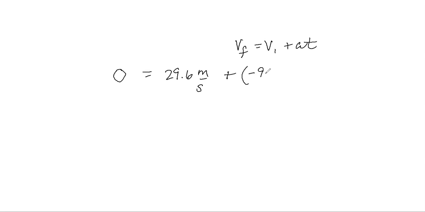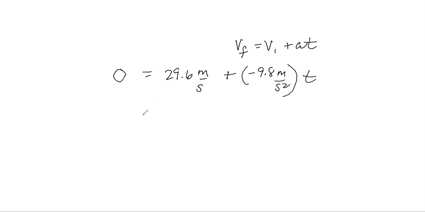All right, my next challenge is to find the time when the ball reaches its highest point. Now, to do this, I've got to consider the y component. Why do I have to do that? Because the value of the velocity of the y component when the ball reaches its apex is going to be 0. So this will be pretty simple to solve. I've got v final equals v initial plus acceleration times time. So I'm going to use 0 equals, what was my initial velocity in that direction? Let's see, 29.6 meters per second plus a negative 9.8 meters per second squared times time.